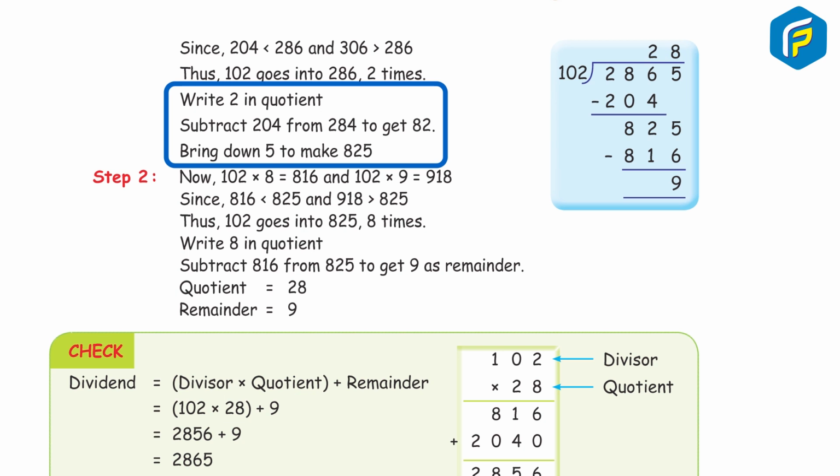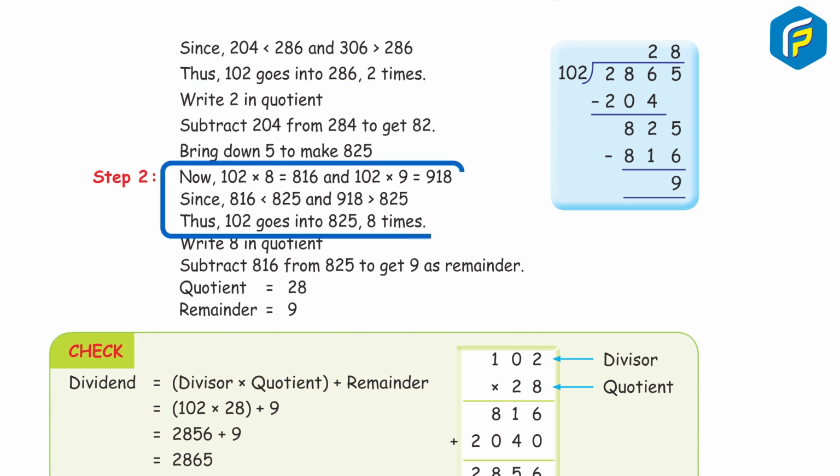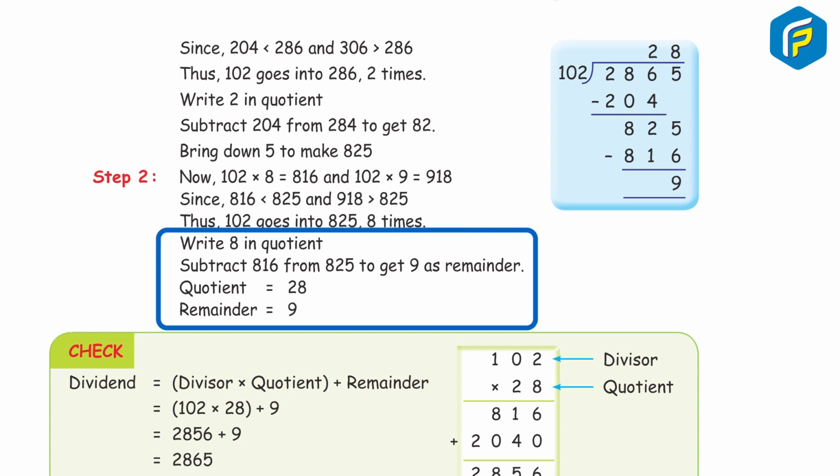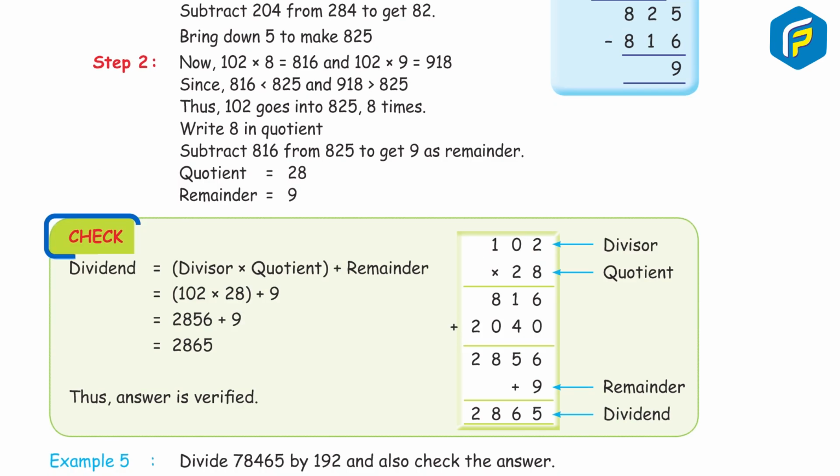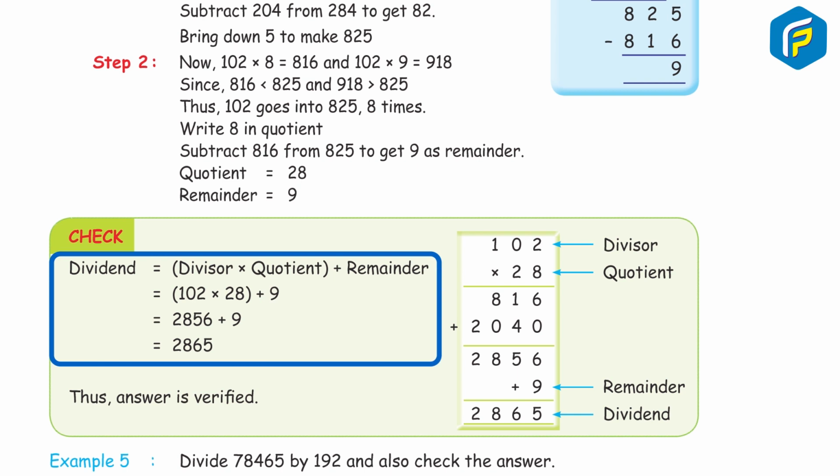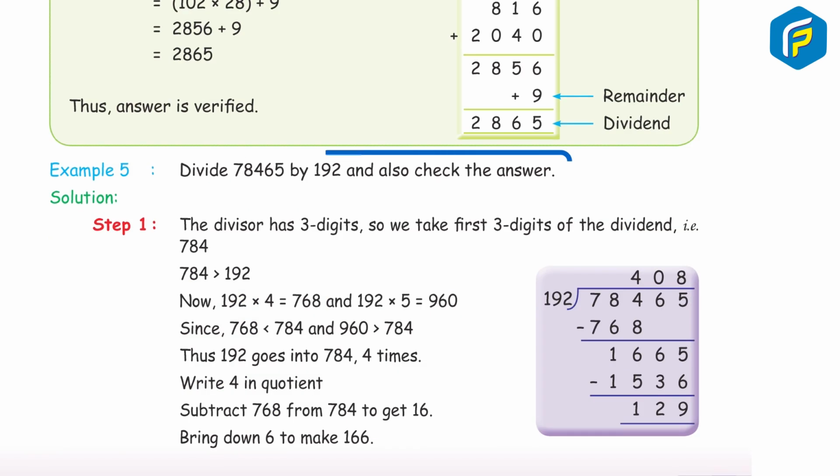Bring down 5 to make 825. Step 2. Now 102 into 8 is equal to 816 and 102 into 9 is equal to 918. Since 816 is less than 825 and 918 is greater than 825, thus 102 goes into 825 8 times. Write 8 in quotient. Subtract 816 from 825 to get 9 as remainder. Quotient 28, remainder 9. Check. Dividend is equal to divisor into quotient plus remainder. 102 into 28 plus 9 is equal to 2865. Thus the answer is verified.